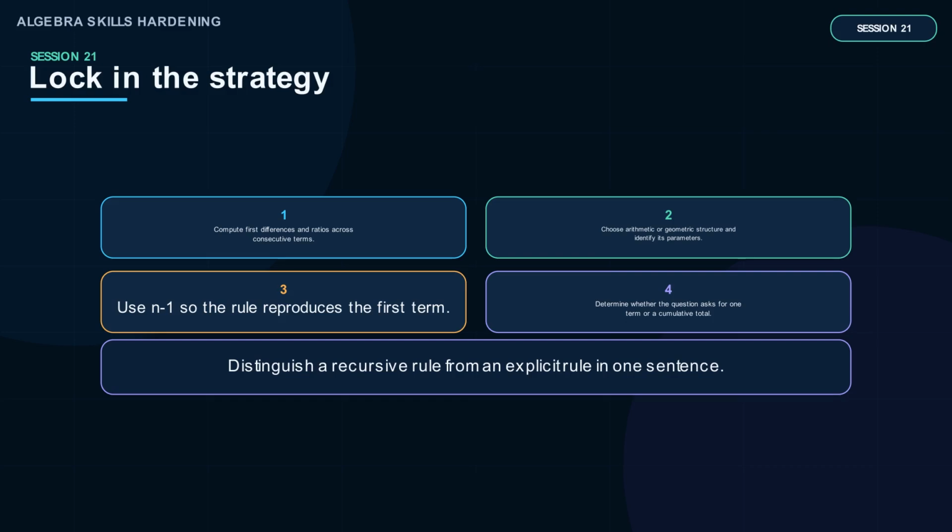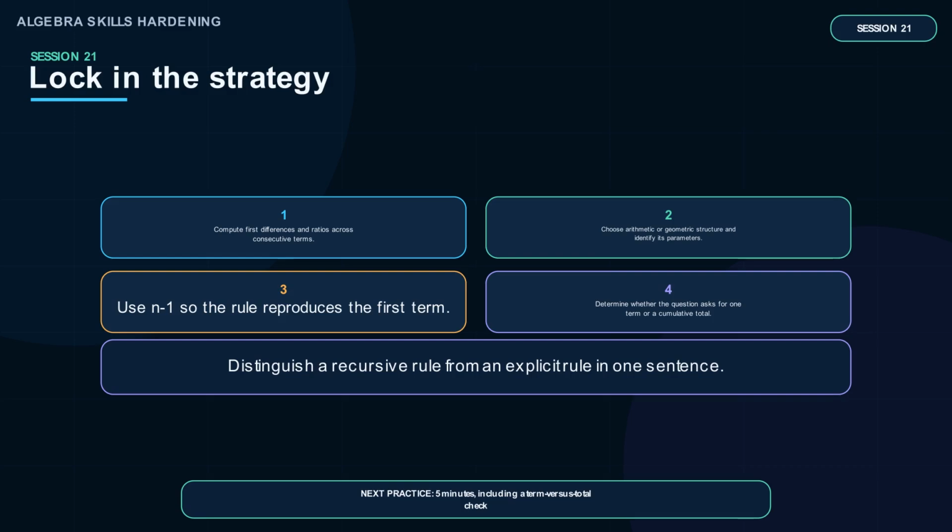Reflection. Distinguish a recursive rule from an explicit rule in one sentence. Name the error specifically so you can interrupt it next time. Practice one fresh problem within 5 minutes, including a term versus total check. Keep the work readable, check it independently, and carry the routine forward.